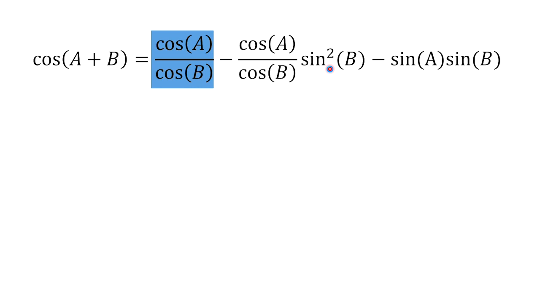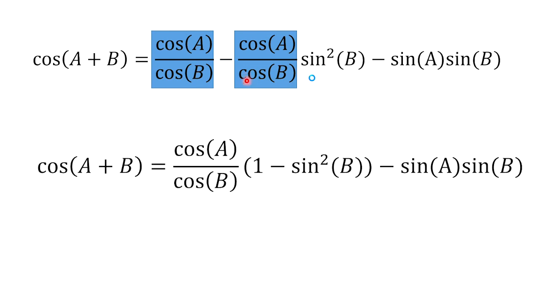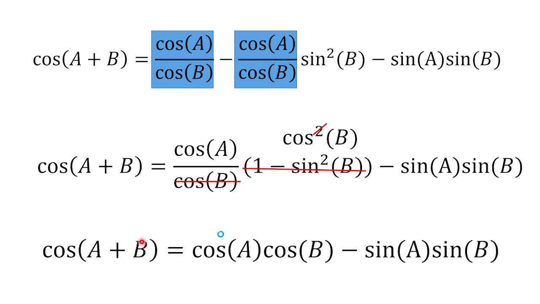The cosine A divided by cosine B terms are common factors, so we take them out, and it becomes 1 minus sine squared B. And 1 minus sine squared B is equal to cosine squared B. And we have the cosine B right here, so we cancel, and got 1 left. So altogether we have cosine(A plus B) equal to cosine A times cosine B minus sine A sine B.